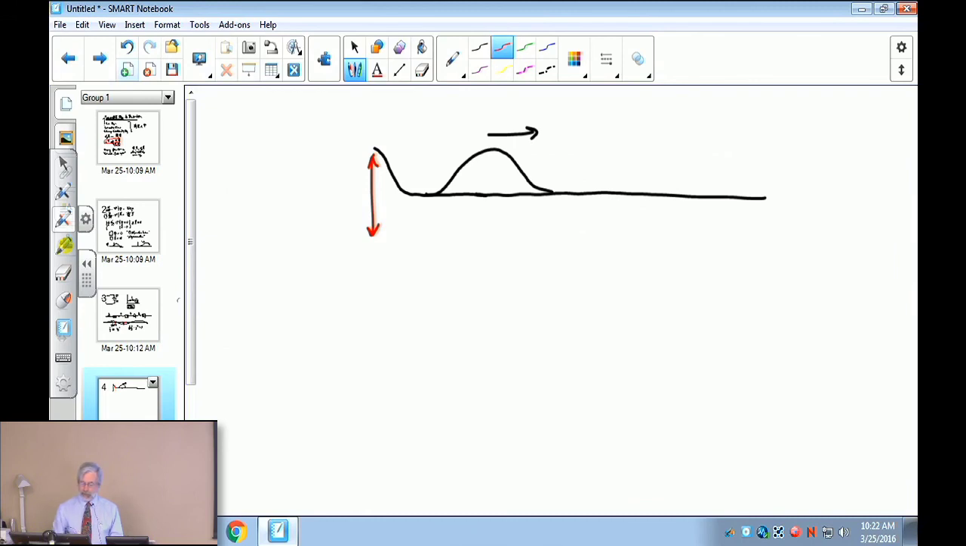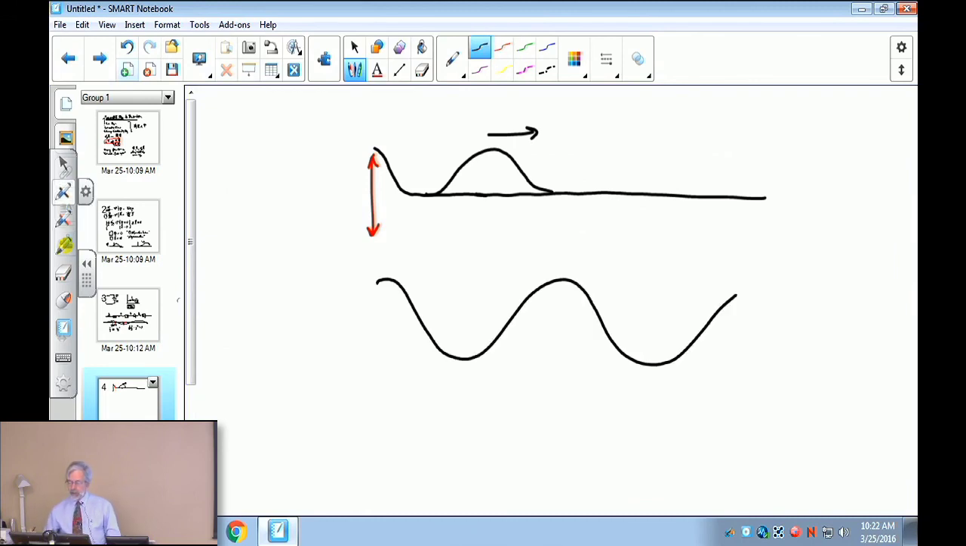And so if I shake the end, I'll get an oscillatory motion that will propagate over to the right. To illustrate that, I'll switch over here to this, just for this one little animation.